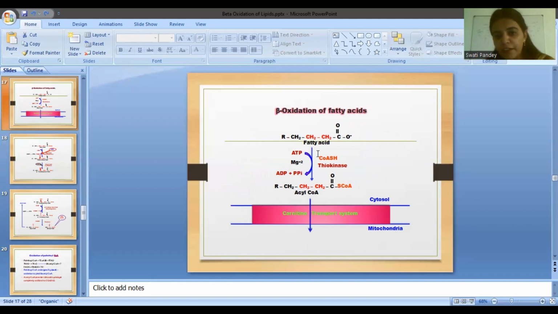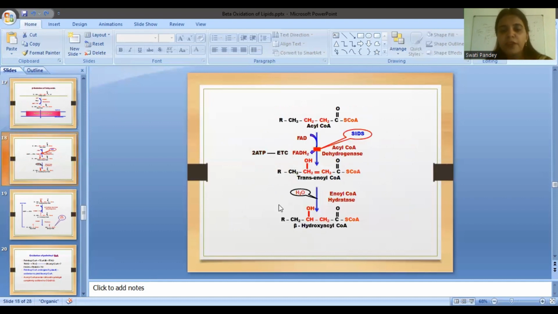Here is our fatty acid, R CH2 CH2. This CH2 that has been marked in red is the carbon that will be removed in the form of acetyl coenzyme A. This was the first step, that is the activation that we already discussed, the conversion into acyl coenzyme A. This acyl coenzyme A gets transported from the cytosol inside the mitochondria. Now in the mitochondria, this beta oxidation proper is taking place.